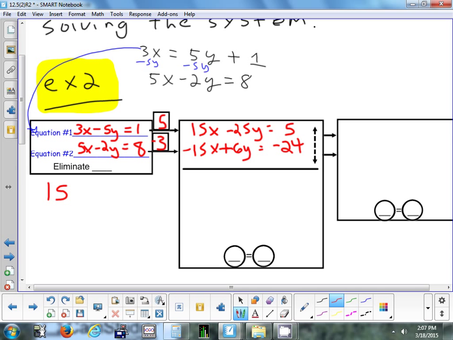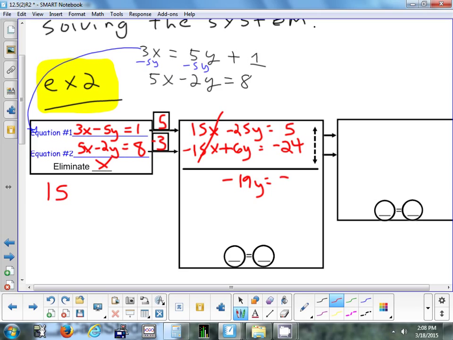Emma, what gets eliminated? What letter? X is gone, right? I should have written that here, eliminate x. Negative 25, positive 6. Is the answer going to be positive or negative? Negative, right? 25 is bigger than 6. We're not multiplying. We're not dividing. We take the sign of the bigger number. You said it, 19. Thank you. Equals positive 5, negative 24. Is the number going to be positive or negative? Negative. 24 is bigger than 5, right?